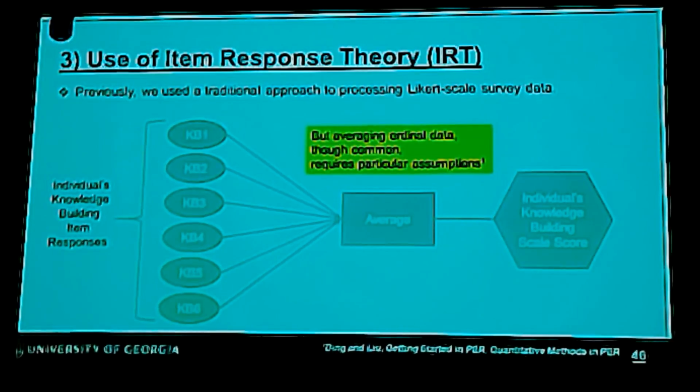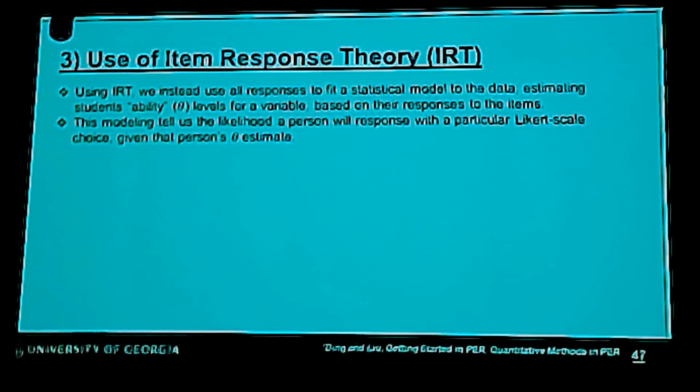We can't make that assumption, but you make that assumption when you average. So we want a better way to look at this. How we do that is through the use of item response theory. Basically, instead of averaging out, we take all of the data and fit a statistical model, and we estimate someone's ability or level on a certain variable by looking at the results of this model.